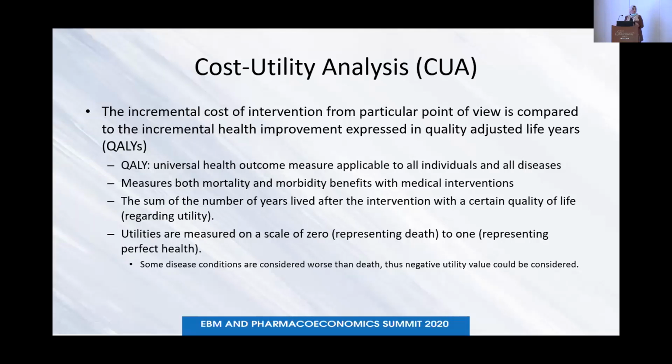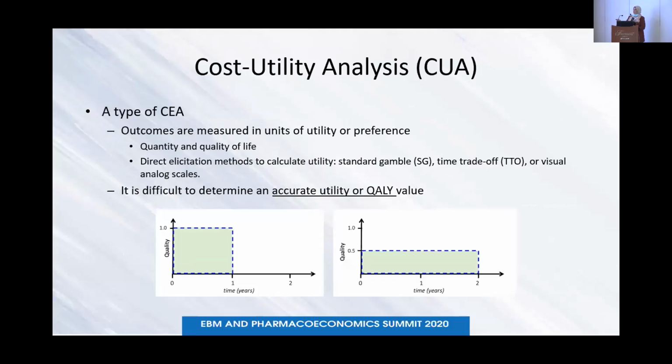So for utilities, we should know that it can range on a scale from 0, representing death, to 1, which represents perfect health. Of course, some diseases or health conditions might even be worse than death. So it can also take the minus sign to represent the worsening of the outcomes of the disease state or condition. Of course, cost utility analysis is a subgroup or subtype of cost effectiveness analysis, okay?